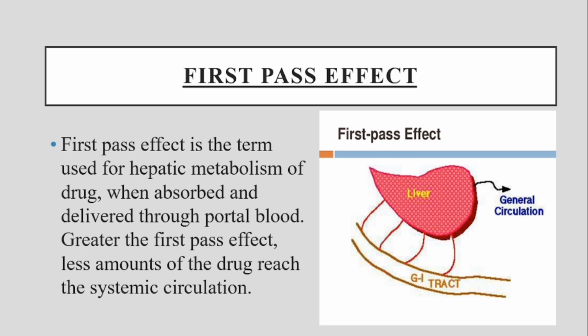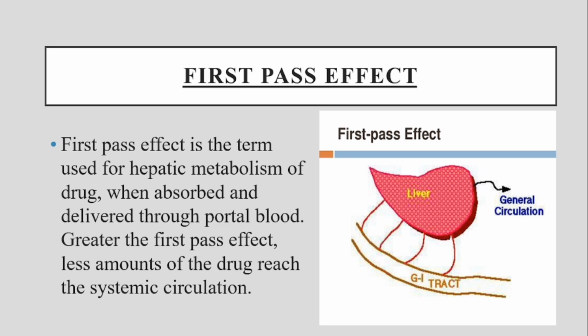Or in other words, we can say that the first pass effect refers to the rapid metabolism or degradation of a drug that occurs inside the liver or gut wall after oral administration. First pass effect significantly reduces the bioavailability of the drug, meaning the amount of the drug that reaches systemic circulation and produces its desired effect.